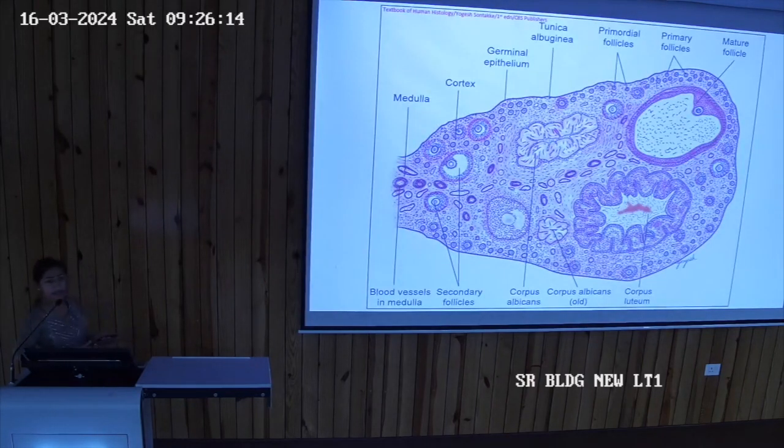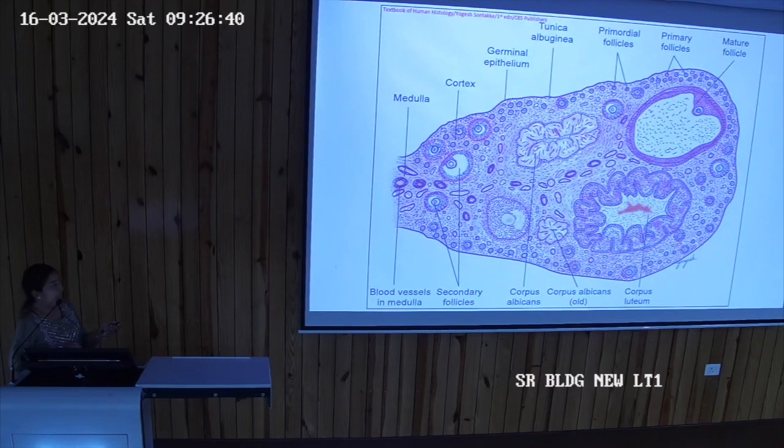I'm once again repeating the structures that you will see in the cortex of the ovarian follicle. So here you will see the germinal epithelium, which is cuboidal in nature. Underneath that you have a cortex. Cortex is having the small round structures which are called the primordial follicles. These primordial follicles have the oocyte and they are covered with the squamous epithelium. So small round structures, they all are primordial follicles.